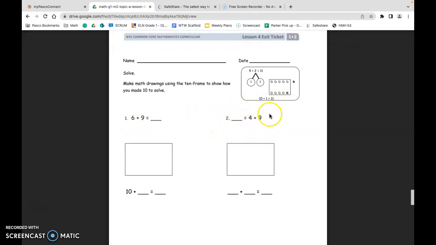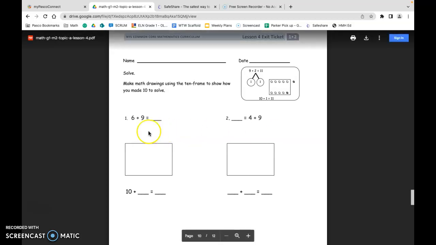Friends, don't get confused. This one is just written backwards. So if you want to write it the correct way of 4 plus 9 equals blank, you can do that. It's the same thing. If you need more help, go back and watch this video again, or even go back to your learning video before you complete your exit ticket.